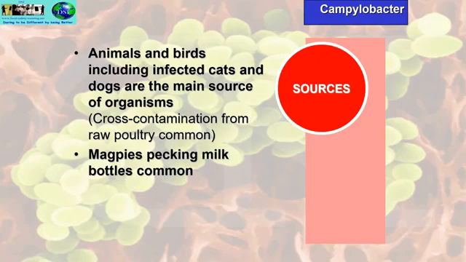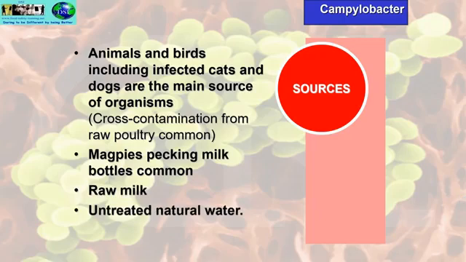Magpies pecking milk from bottles used to be quite common when we had milk bottles, but we tend to buy our milk in cartons these days. Although I do believe there are some milk rounds where they do deliver bottles. So if you see a pecked milk bottle top, don't use it because it's likely to be infected by Campylobacter. Raw milk, untreated natural water. So any waters from streams, rivers, brooks, etc. Always make sure you don't drink it as is. Even if it looks quite clean, it is likely to be infected with Campylobacter and other microorganisms and parasites.